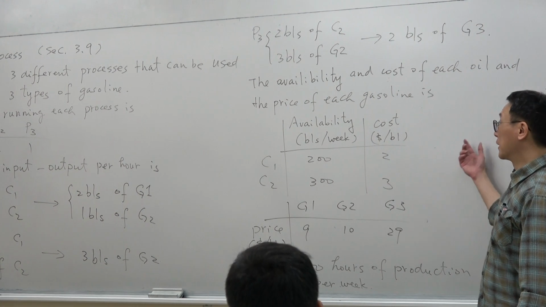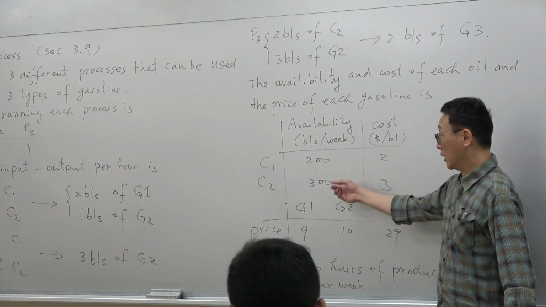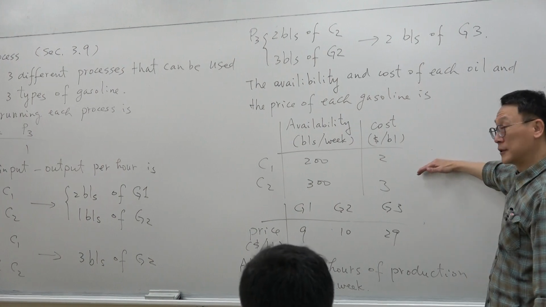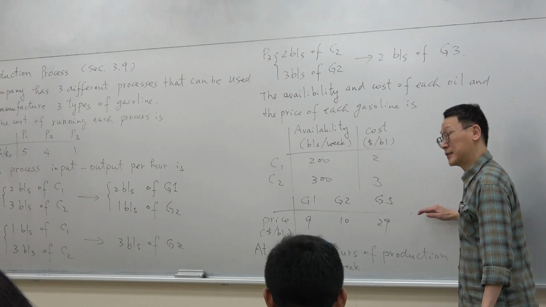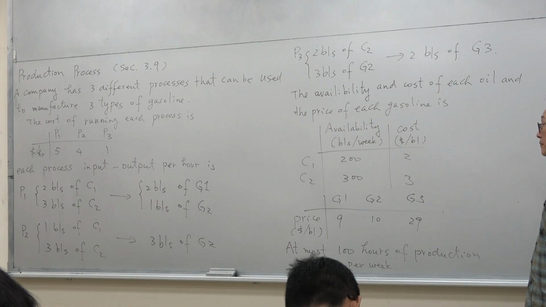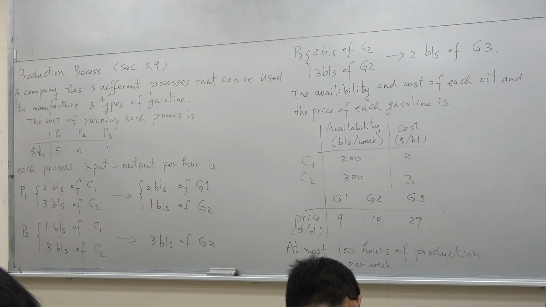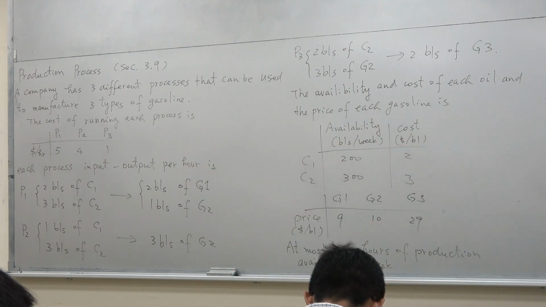And the availability of C1 and C2 is that each week we have 200 barrels and 300 barrels, and their cost. And for each G1, G2, and G3, they are the same price. Okay. And at most 100 hours of production process. Okay. So how can I define our variables?